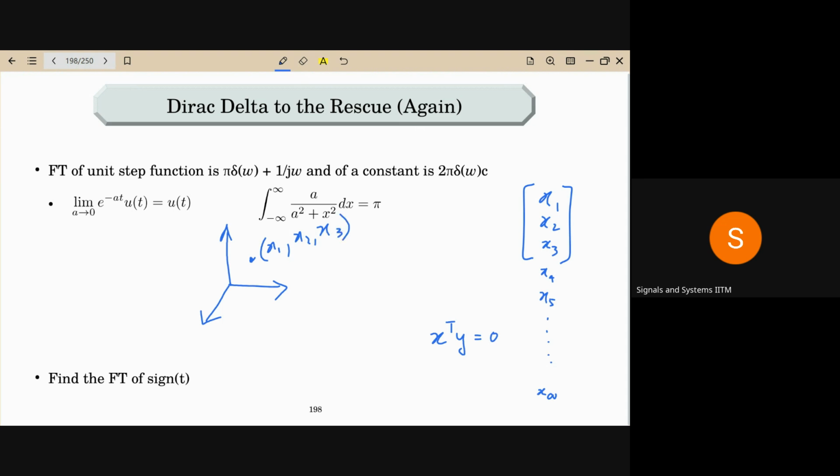Now, if I have an infinite dimensional vector, how would I visualize this? It becomes trickier to visualize this in an axis space like this. So rather, what we can do is visualize it like a single vector. I can just plot the first point here x1, second point here x2, third point here x3, and so on.